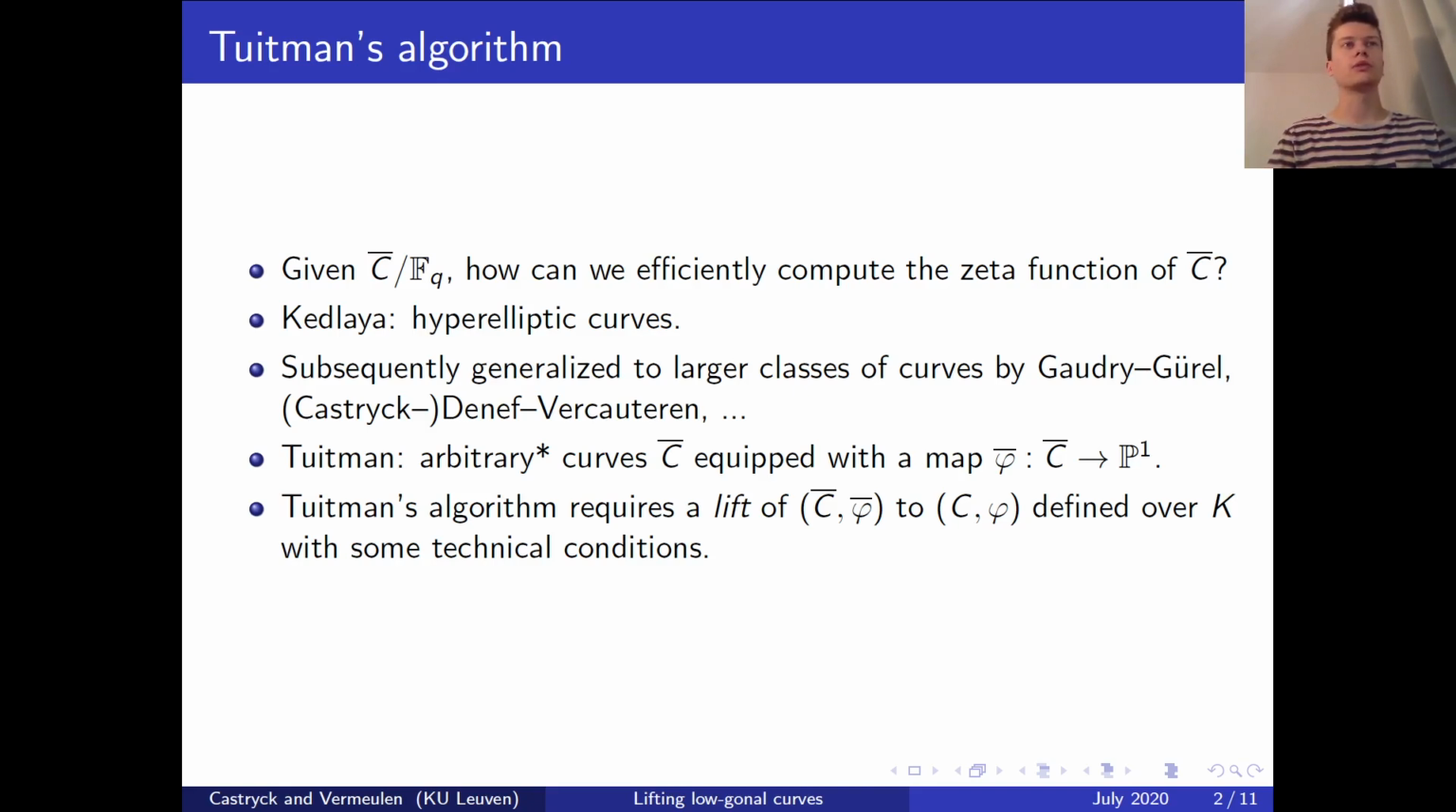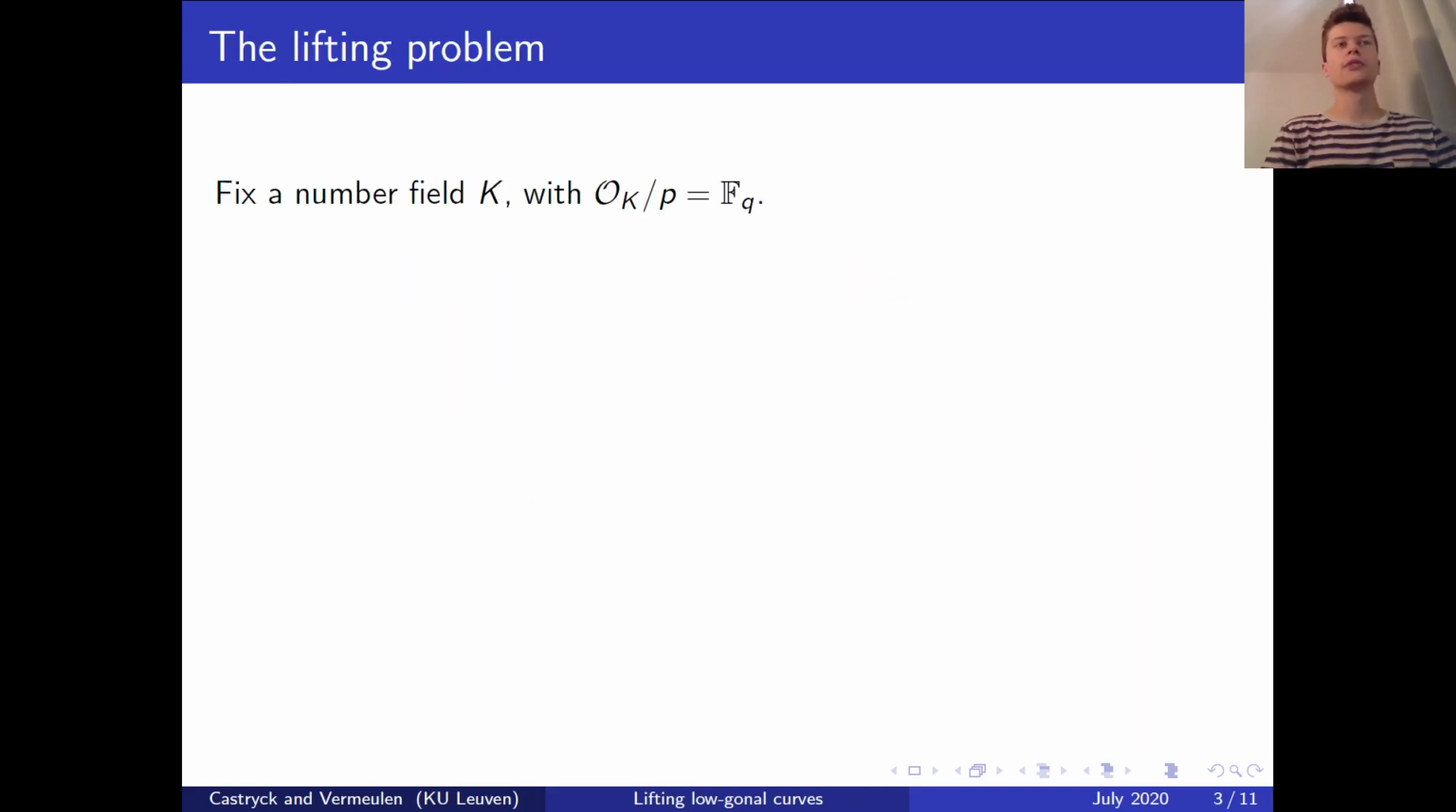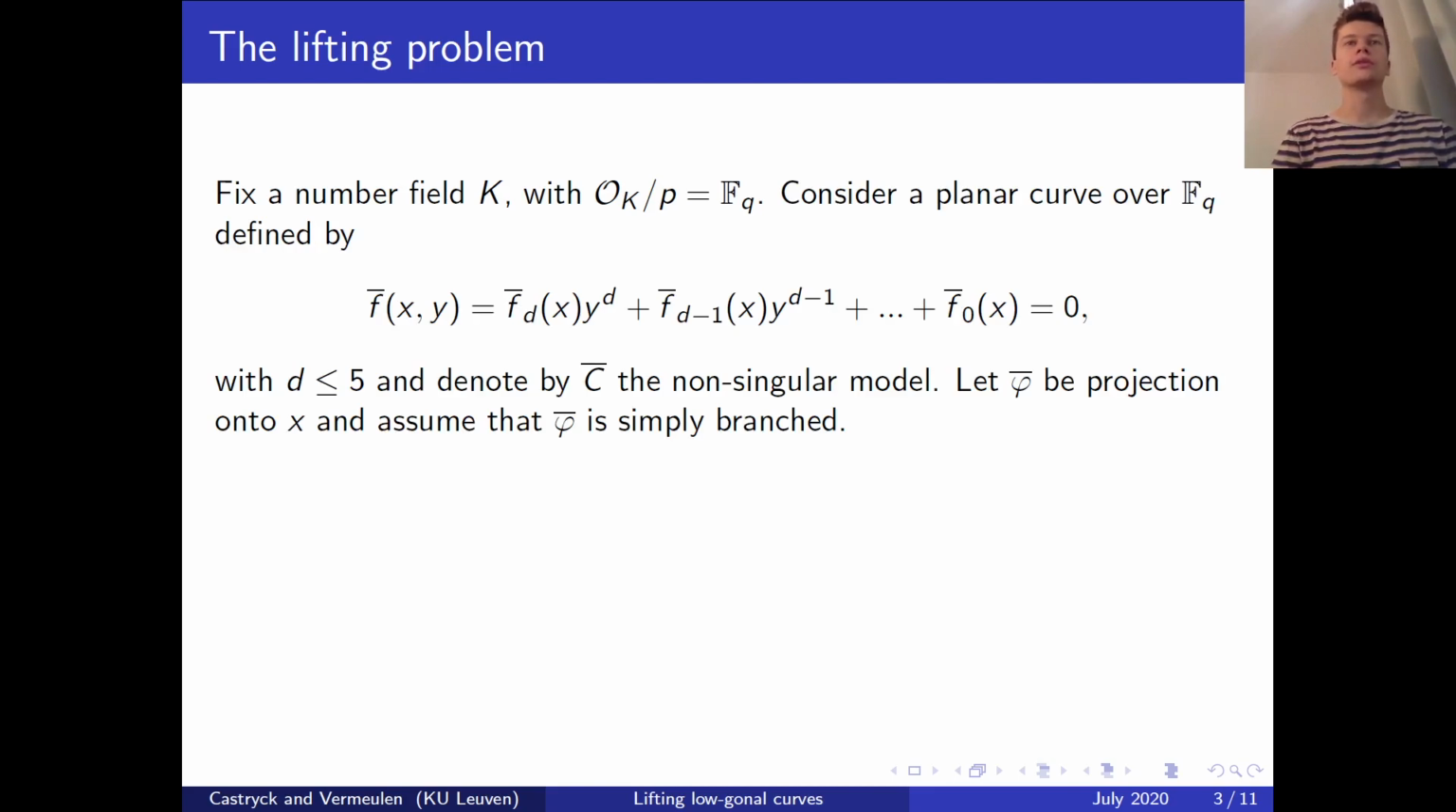Let me be a bit more formal about this lifting problem. We will fix a number field K, for which the ring of integers mod p is equal to Fq, and we will be lifting curves from Fq to OK. So we consider a planar curve over Fq defined by a model of this form, and we will assume that the degree d is at most 5 and denote by C bar the non-singular model of this curve. We will let our map phi bar be projection onto x, and assume that this map is simply branched.